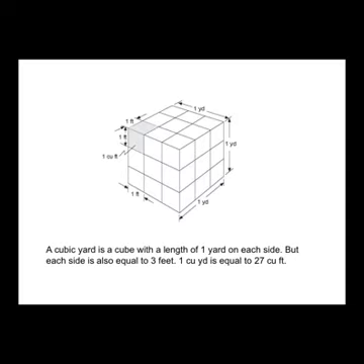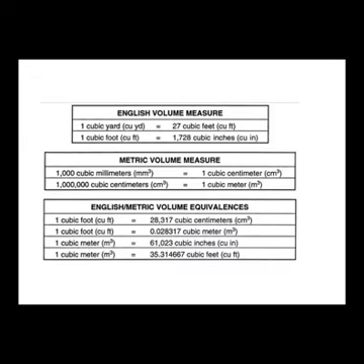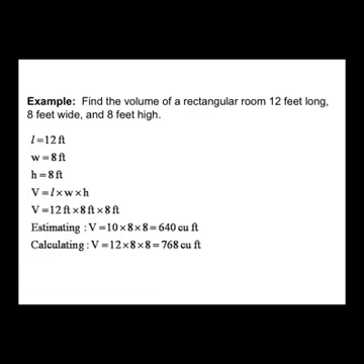A cubic yard is a cube with a length of 1 yard on each side, but each side is also equal to 3 feet. So 1 cubic yard is equal to 27 cubic feet. No longer 9, because now we have to deal with height. And again, we can use some tables, and most of your calculators will do the same thing. We'll do the conversion. 1 cubic yard is 27 cubic feet. 1 cubic foot is 1,728 cubic inches, because what we do is we take 12 times 12 times 12. So 144 times 12 is 1728.